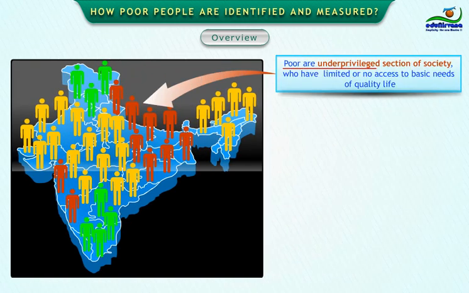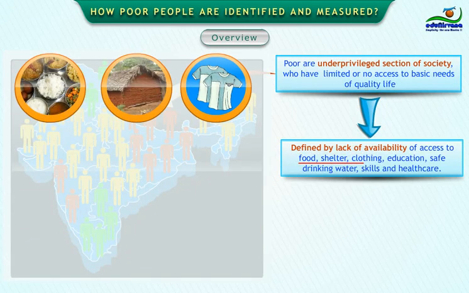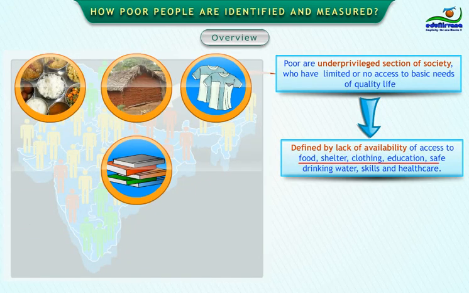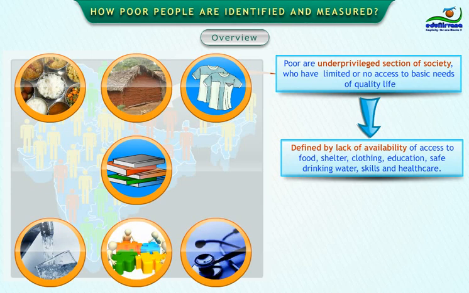The poor are the underprivileged section of society who have limited or no access to basic needs of quality life, like food, shelter, clothing, education, safe drinking water, skills and healthcare. Since the government cannot count all the poor people residing in lakhs of villages and cities, they take broad approximations.